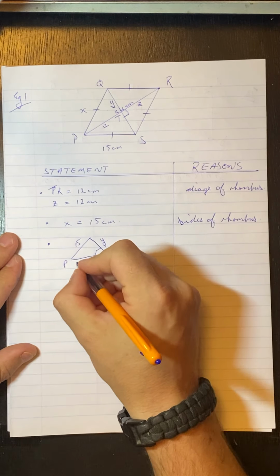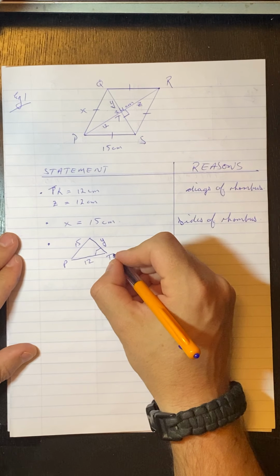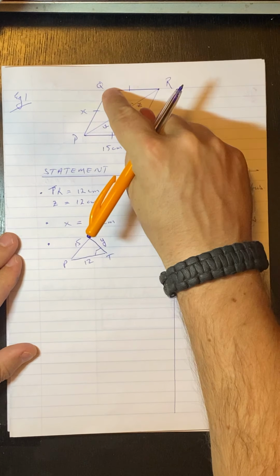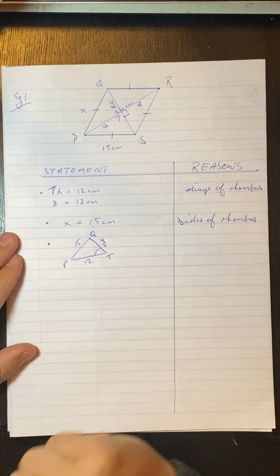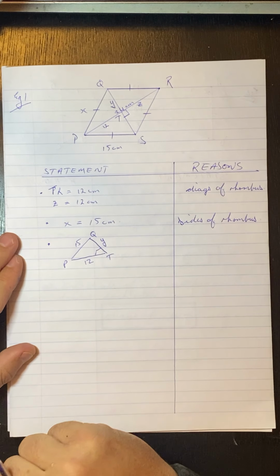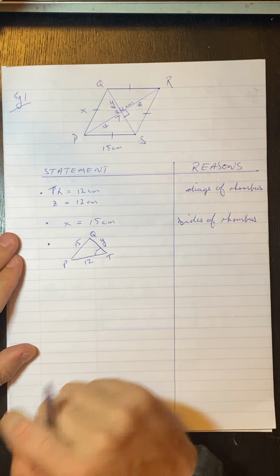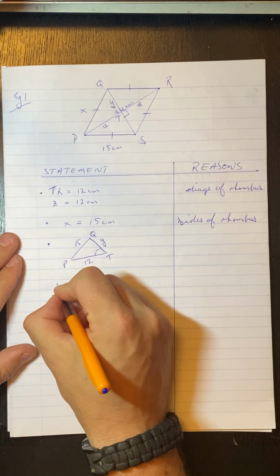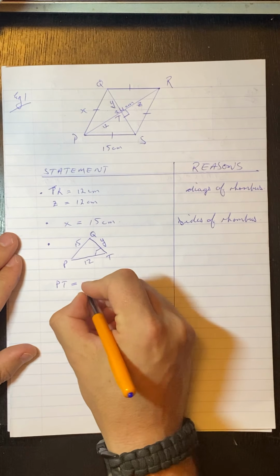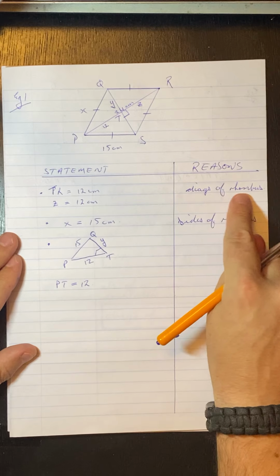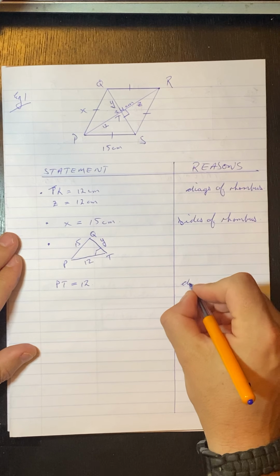So this is P, T, Q. I'm looking in this little triangle over here. I can use Pythagoras to find that y. So what first of all I'm going to say is that PT is equal to 12. And I'm just going to say here, diags of rhombus.